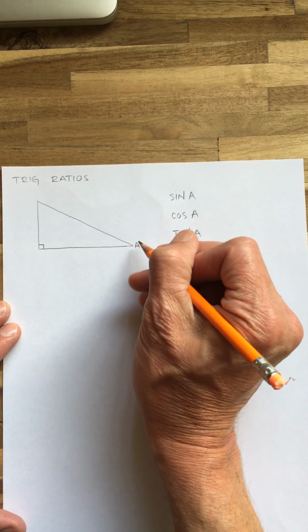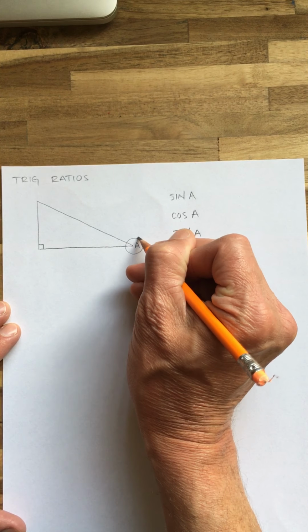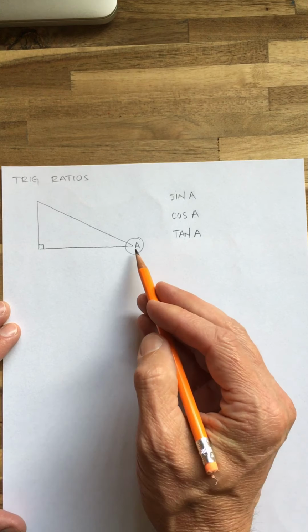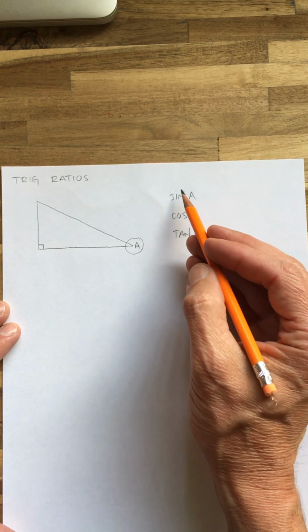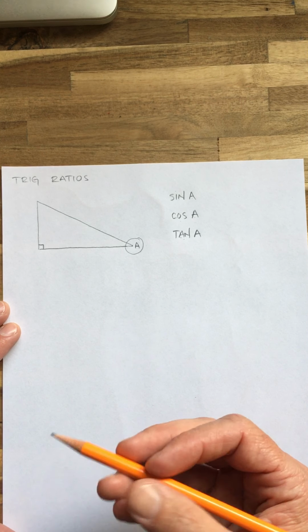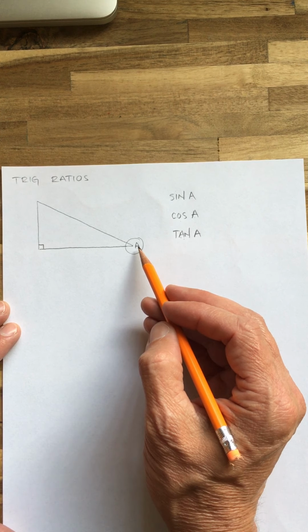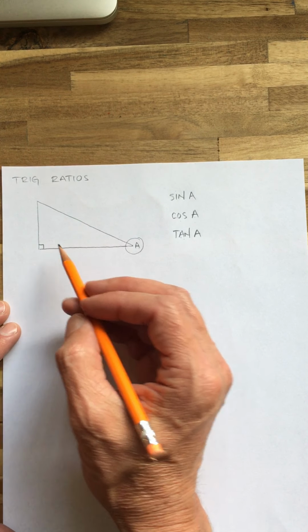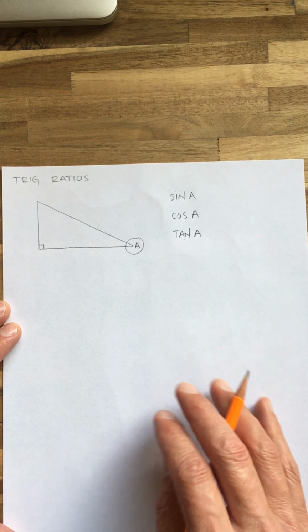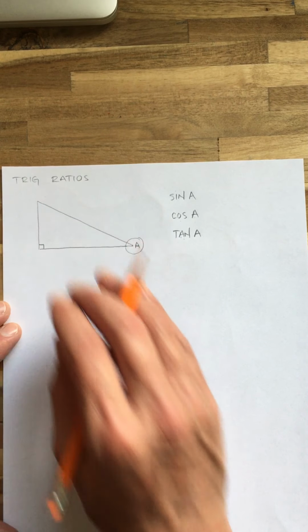So basically, if this is your angle A, we're going to be able to find the sine of that angle, cosine of that angle, and the tangent of that angle. And basically what those trig functions are, they're just ratios. The sine of angle A is a ratio. It's one side of this triangle over another side of that triangle. So the first thing we have to do is label our sides.